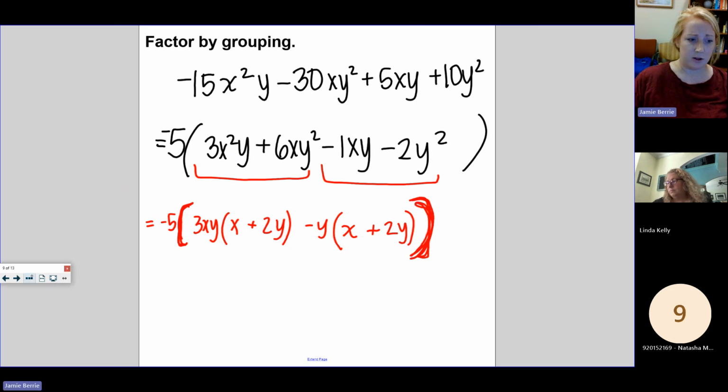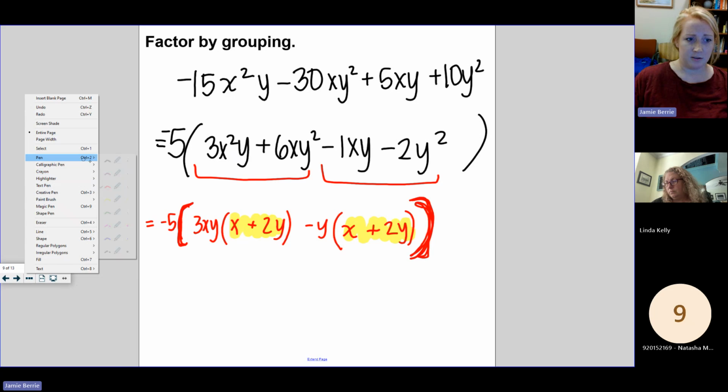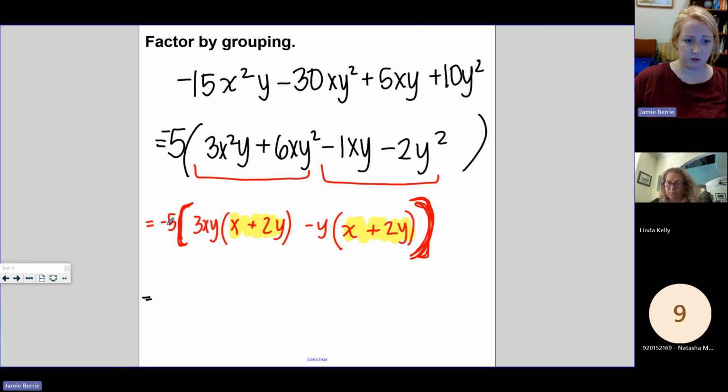Now we're just proceeding like normal. We're making sure the stuff inside the parentheses matches. It does. Then we continue on. We just drop down the -5. We're going to pull that common factor out front, so x plus 2y. Then in the second set, you put the leftover stuff, so 3xy minus y.